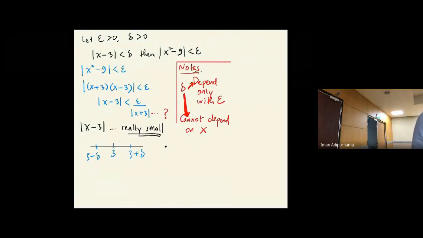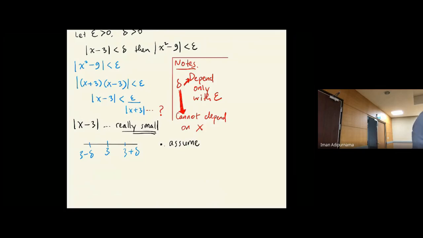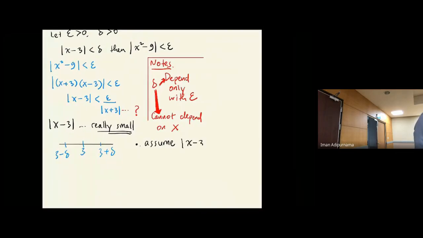Okay, so back to our equation. We need to assume the distance x minus 3 is small. You can assume any small number you want, 0.1, 0.2, any number. But to make the calculation easy, just assume that the distance is smaller than 1. You just use 1, it's an easy number. Small is 1 here. Then your inequality will be -1 less than x minus 3 less than 1.